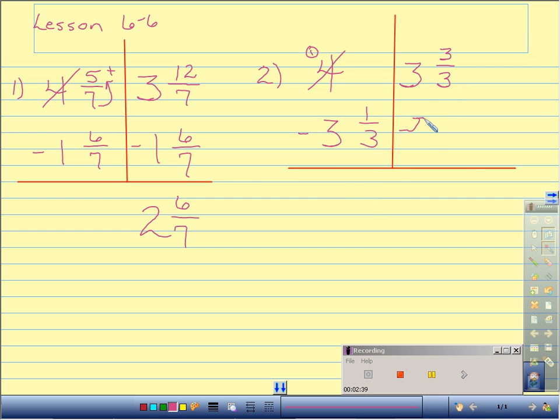Now we can subtract 3 and 1/3. 3 minus 1 is 2. Denominator stays the same, and 3 minus 3 is 0. So our answer is 2/3.